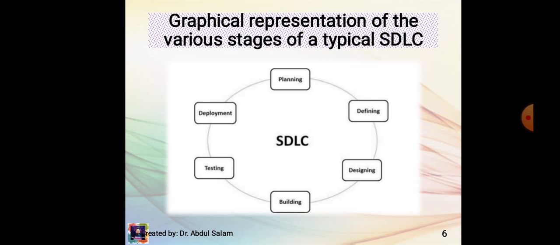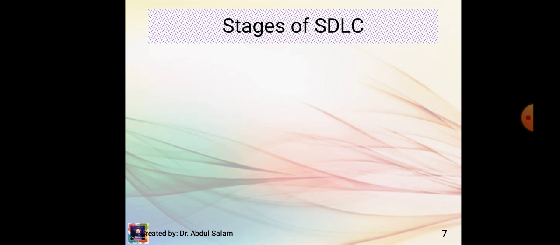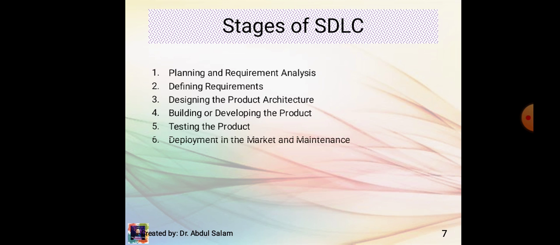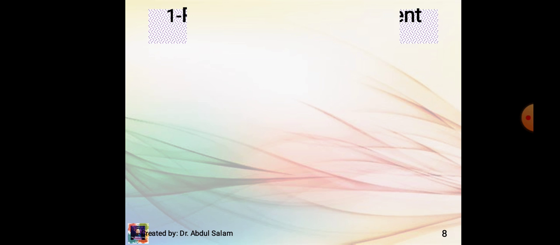Graphical representation of the various stages of a typical software development life cycle: planning, defining, designing, building, testing, and deployment. Stages of SDLC: planning and requirement analysis, defining requirements, designing the product architecture, building or developing the product, testing the product, deployment in the market, and maintenance.